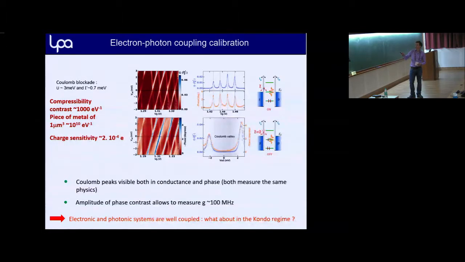That's normal because these peaks occur when we have these green levels in resonance with the Fermi energy of the reservoirs. So this allows us to show, in fact, that the two systems are very well coupled. The coupling strength is about 100 megahertz, and this corresponds to a tiny charge sensitivity. The phase noise here can be mapped onto a charge sensitivity of 2 × 10⁻⁴ electrons integrated over the bandwidth. So the electronic and photonic systems are well coupled together.